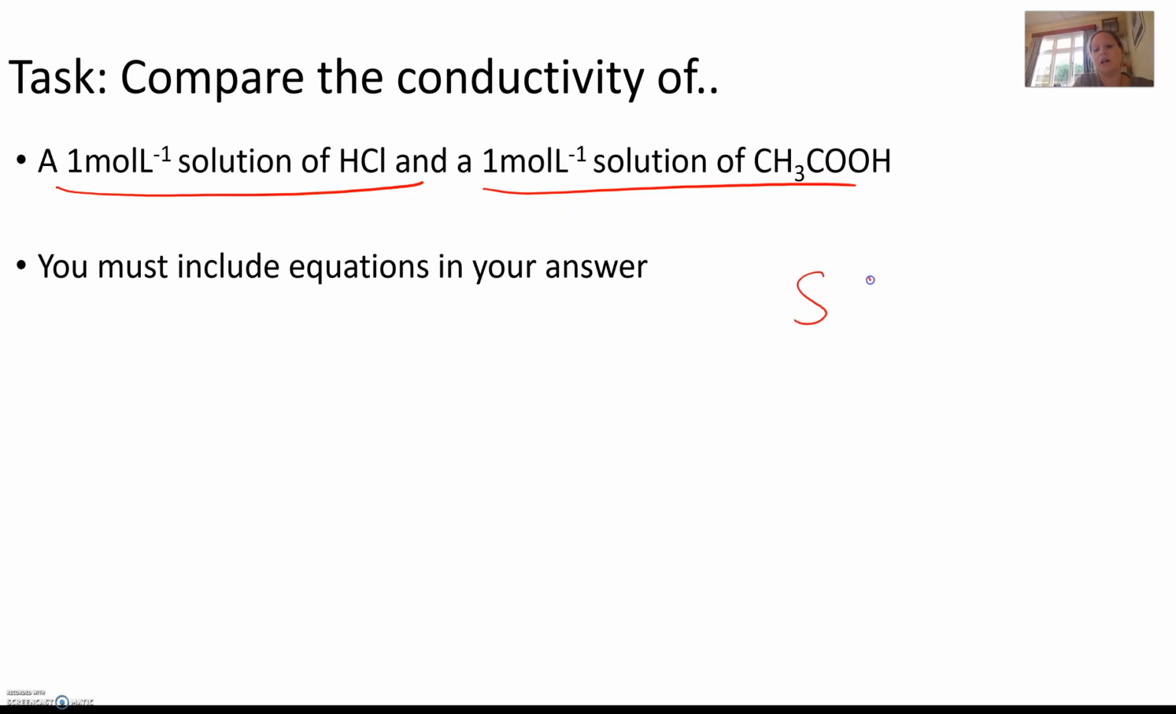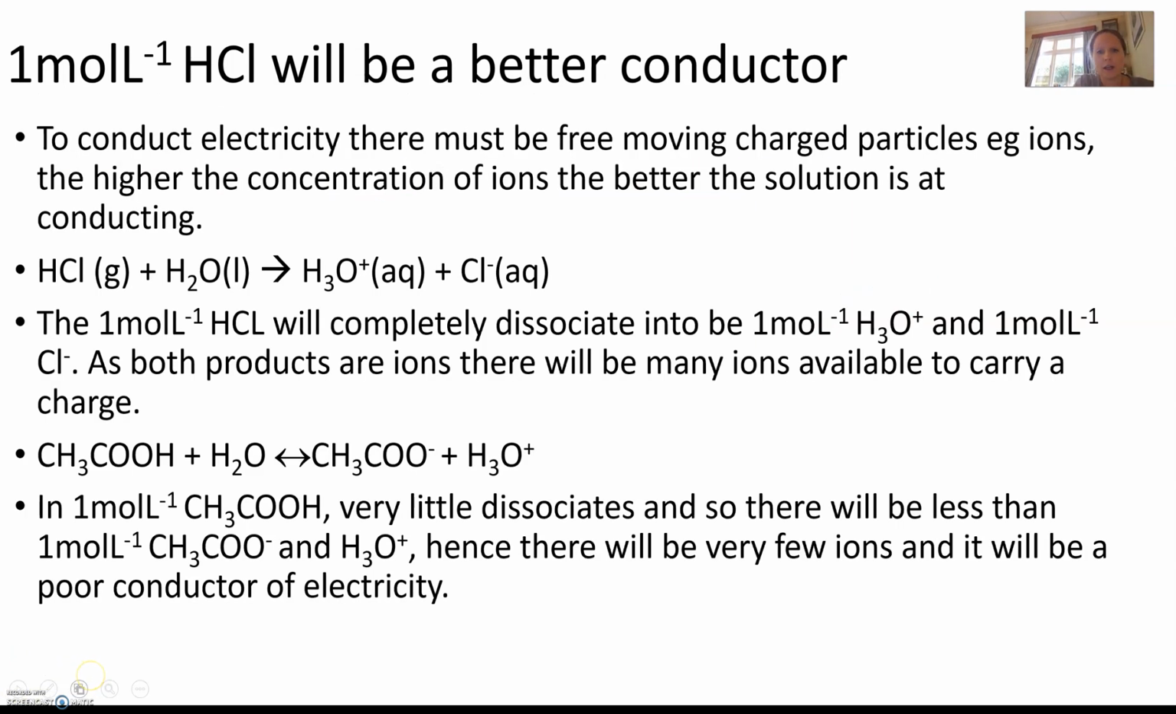We'll say there's 50 mL of each. So which one's going to have better conductivity? Okay. Well, the answer, you know it anyway, but to conduct electricity, there must be free moving charged particles, e.g. ions. The higher the concentration of ions, the better the solution is at conducting. Here's your HCl equation, a single arrow.